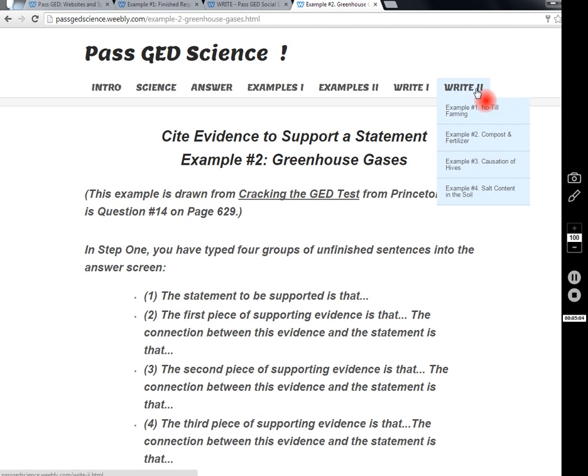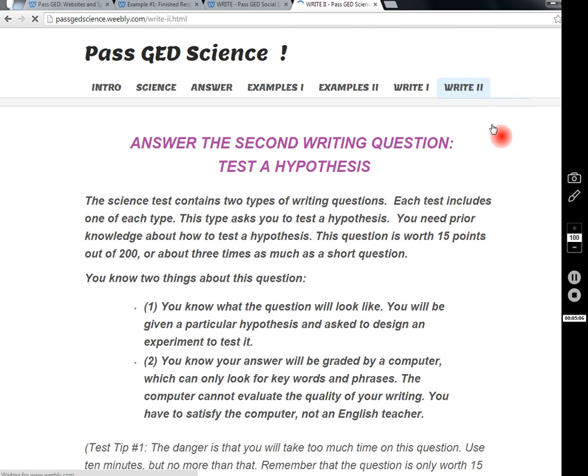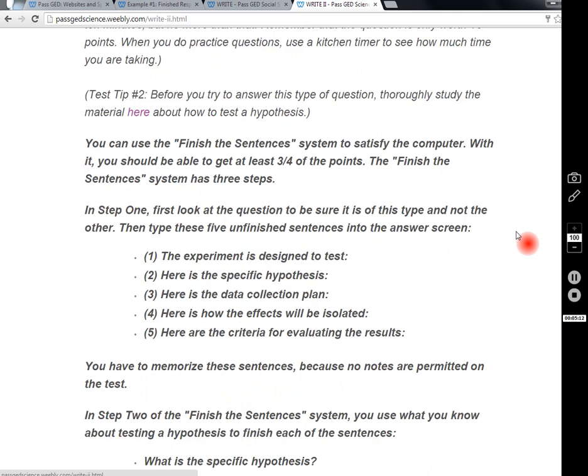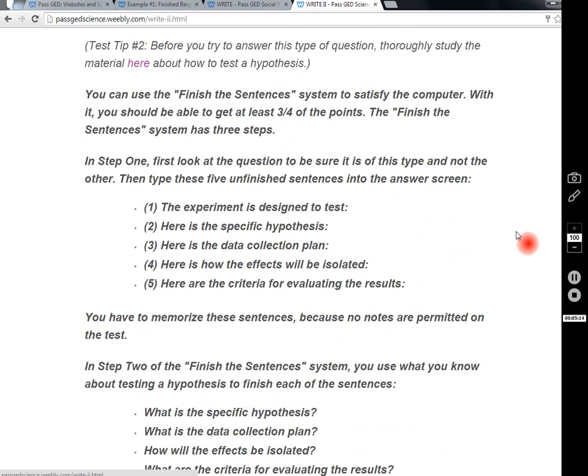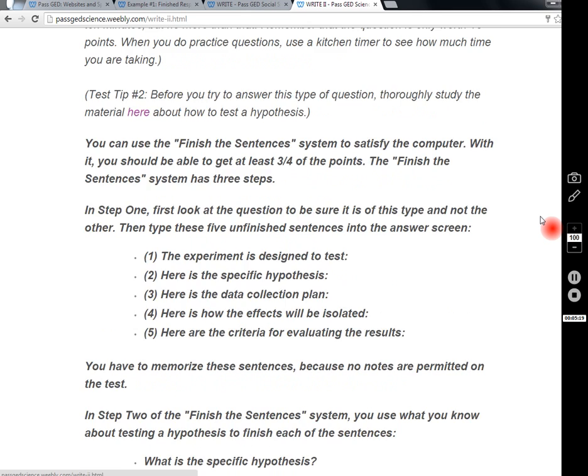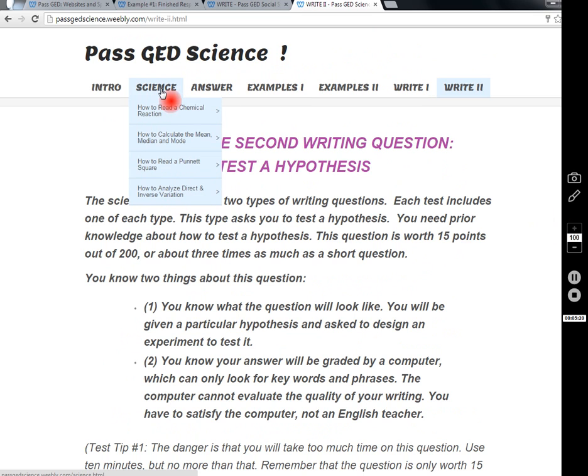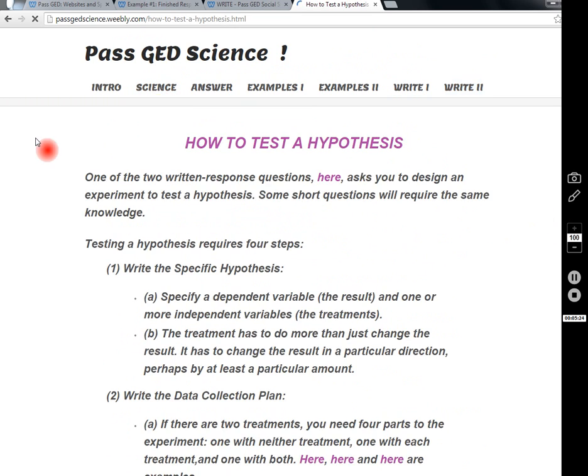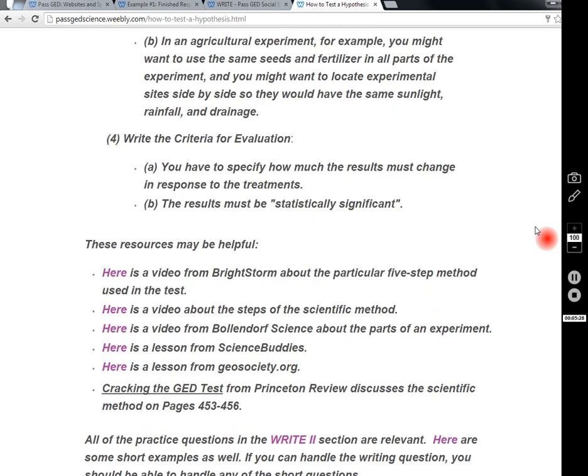Now, the second science writing question is the hardest one of the 4, because there you have to finish the sentences not from a document, but from what you know, your own prior knowledge about how to test a hypothesis. Now, fortunately, in the science section of the science website, there are lessons and examples about how to do that, links to websites.